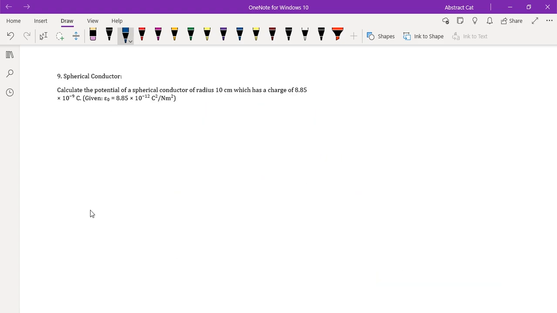Next, question number 9: calculate the potential of a spherical conductor of radius 10 centimeter which has a charge of 8.85 into 10 to the power minus 9 coulomb. Epsilon naught is given here. So potential V of a spherical conductor is 1 over 4 pi epsilon naught times Q over R, that is 9 into 10 to the power 9.